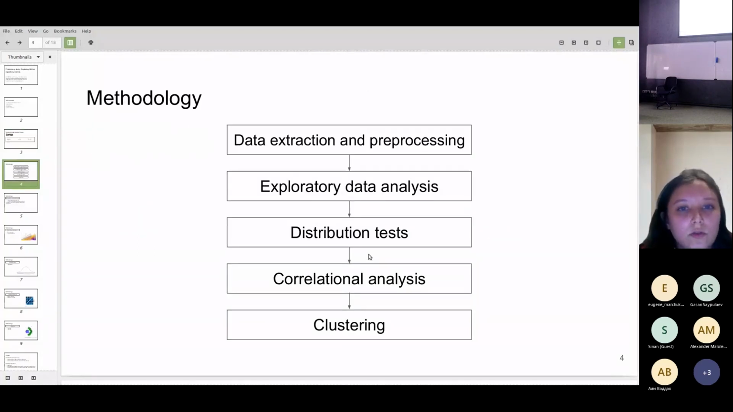Now move to the methodology part. We start with our proposed approach presented on this scheme. We start with data extraction and pre-processing. After that we do exploratory data analysis, distribution tests, correlational analysis, and clustering. We will discuss each step in detail.